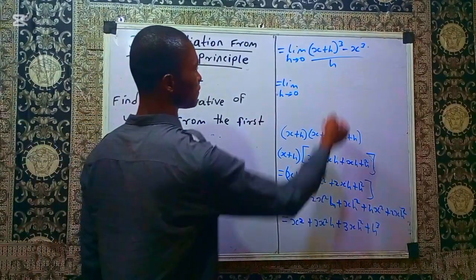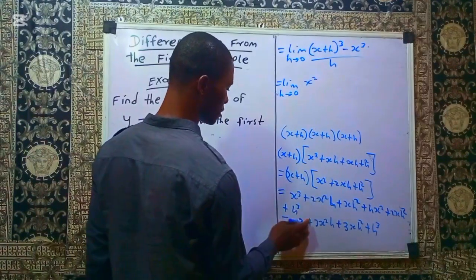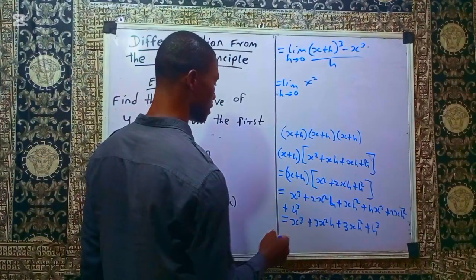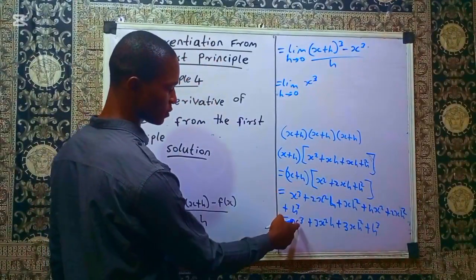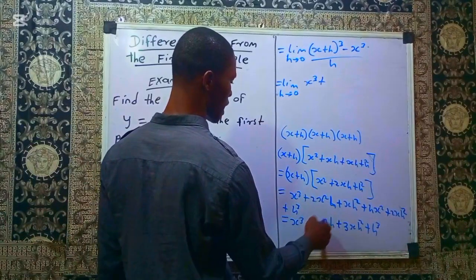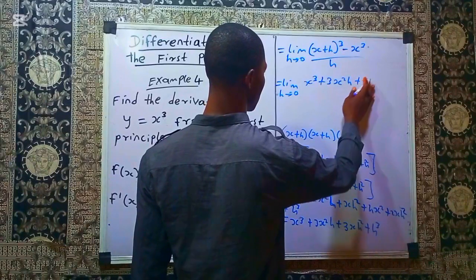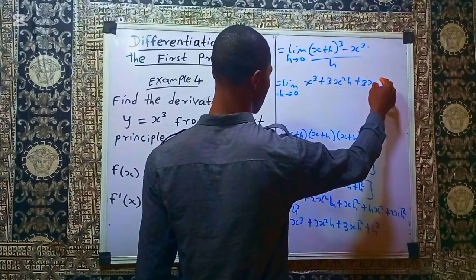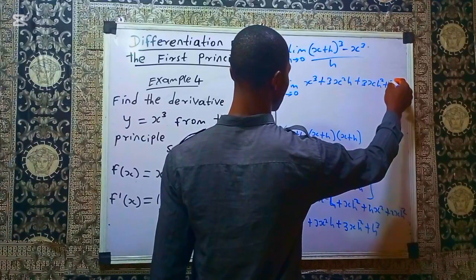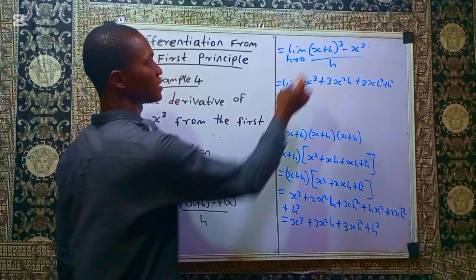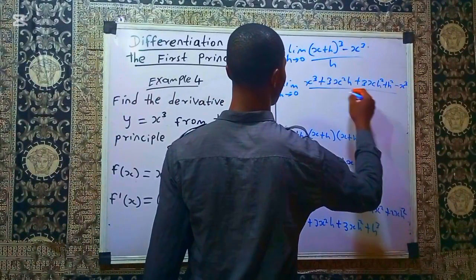So this thing now I can transfer it here. Sorry, this will be x raised to power 3. I have x raised to power 3. That is the first one. Then plus we have 3x squared h plus 3xh squared plus h raised to power 3. So I've written them all. That's the expansion for this. Then we have minus x raised to power 3 all divided by h.